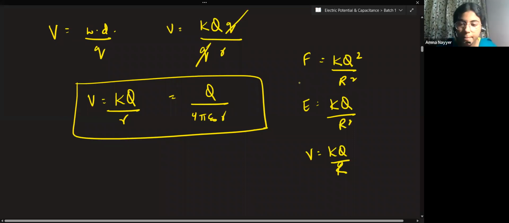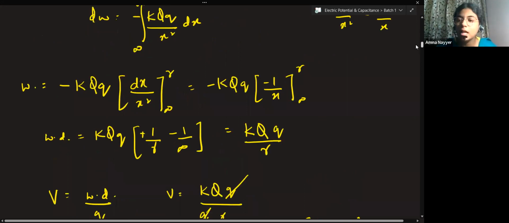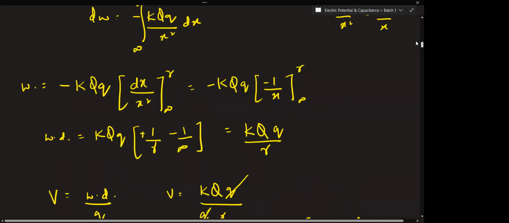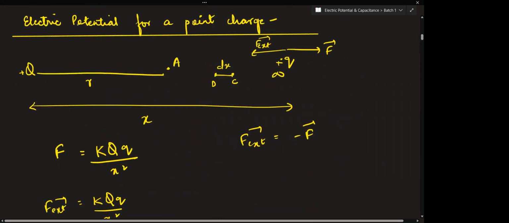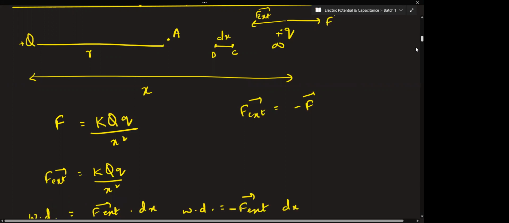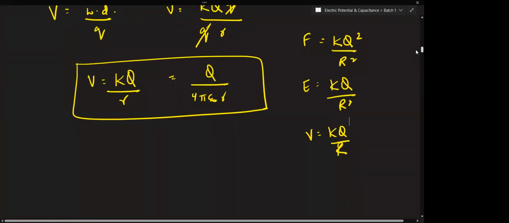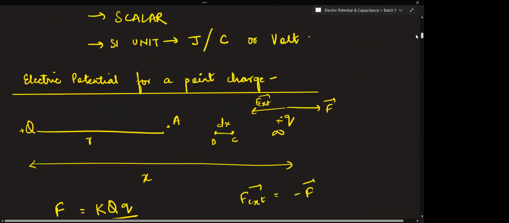Clear? Yes, Khalid, Sarah. Yes, ma'am. All right, just note it down. Ma'am, V is equal to KQ by R is for? V is equal to kq by r is for the potential. Okay, F is force, E is electric field, V is potential. So this is a method to remember all three formulas.